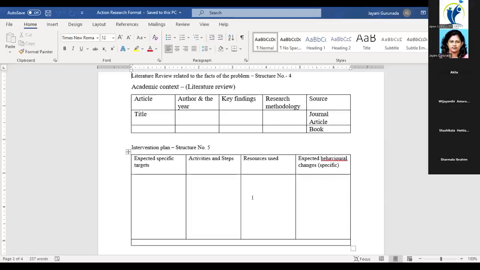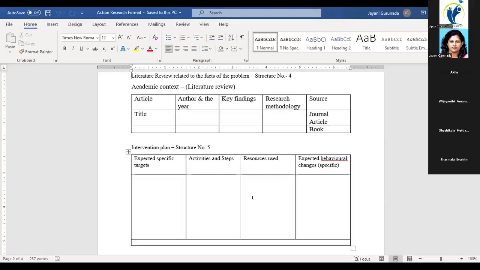That depends on the time you are going to take for the action research. Imagine you are going to do it after school, keeping them for 2 days per week, for 4 weeks. That means altogether 8 days. So you have to plan it for 8 days. Then you have to write what the resources are and what your expected behavior is.